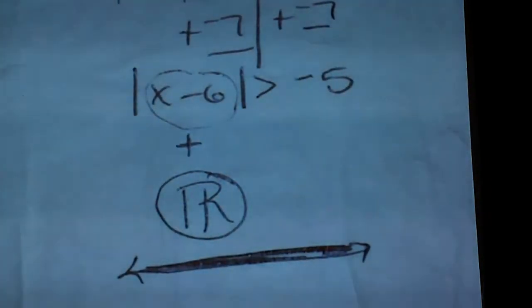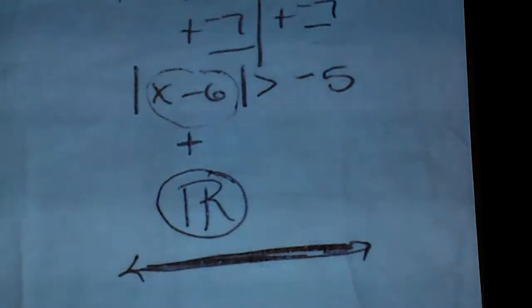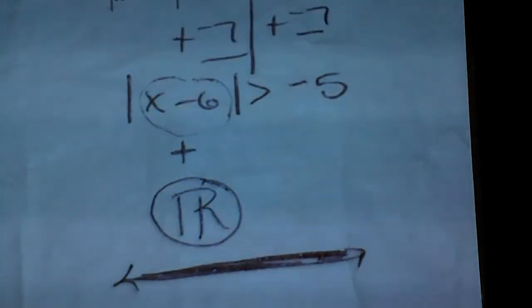I'm going to use my fancy little R here. So this statement is true. That means any number can make it true. And if you wanted to graph it, it would just look like this. All of them. So I just like the fancy R. All right, let's try another one.